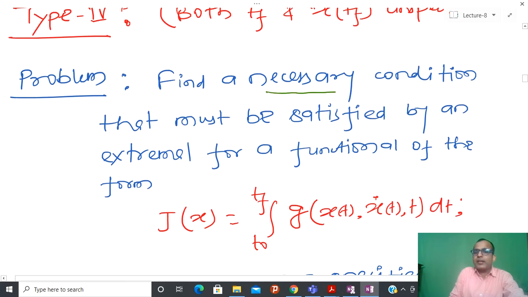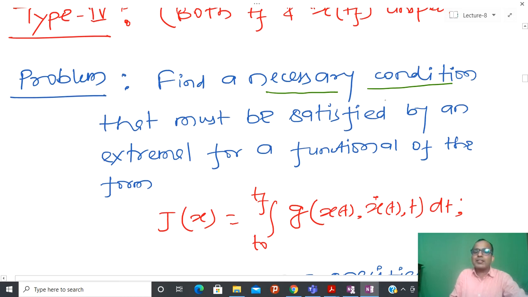So everywhere we are talking about the necessary condition. If this condition is not satisfied, then we are confirmed that there doesn't exist any kind of extremum. So what is the objective of today's lecture?